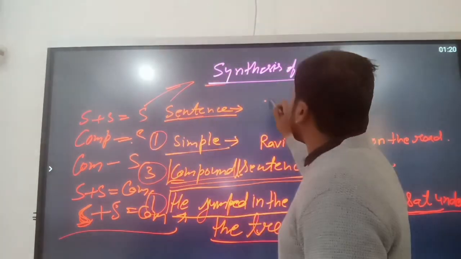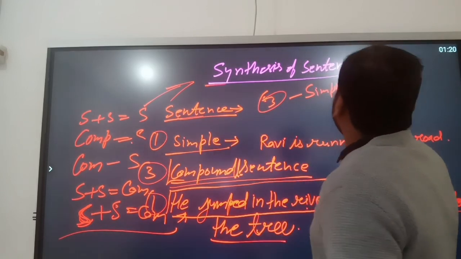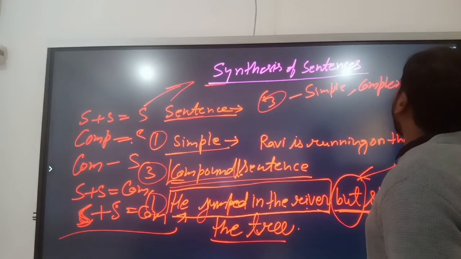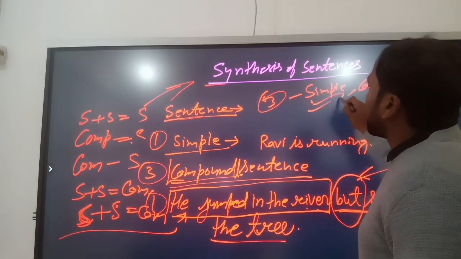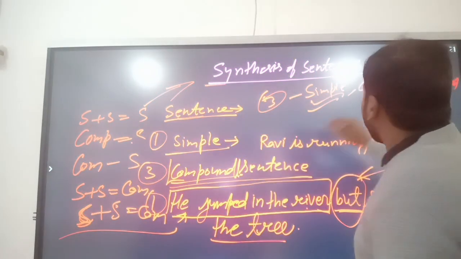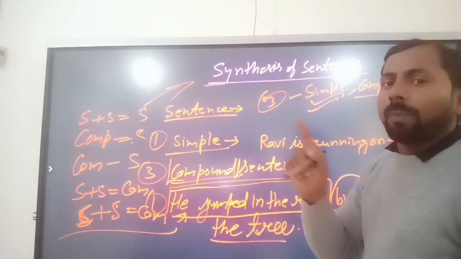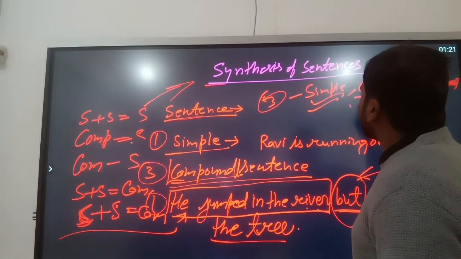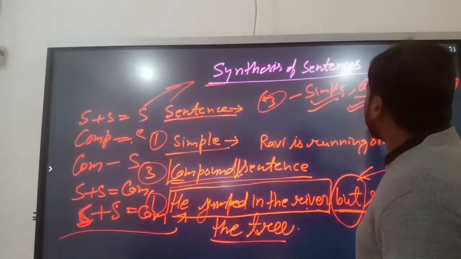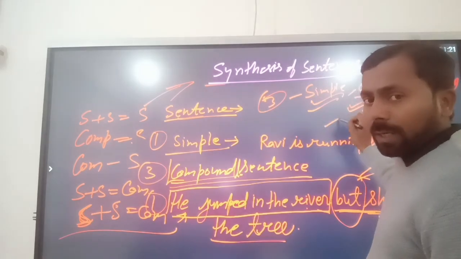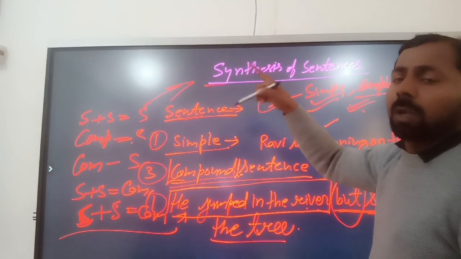There are three types of sentence: simple sentence, complex sentence, and the last one is the compound sentence. A simple sentence has one subject and one finite verb. A complex sentence has two clauses, with two subjects and two finite verbs. But one sentence is independent, and the other is dependent on it.